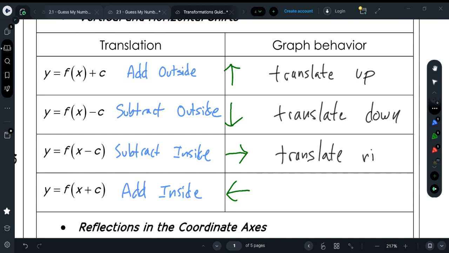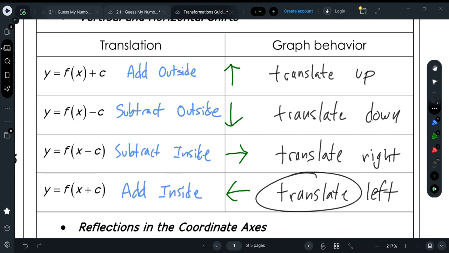Translate right. And translate left. Okay, so when you hear this word translate, all that means is move the graph in one of these 4 directions.